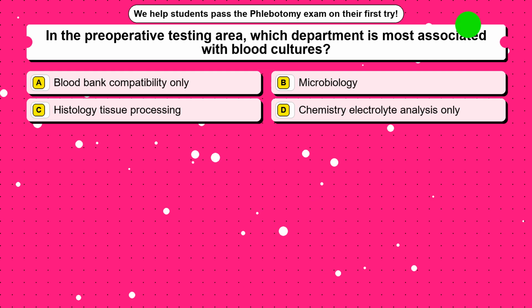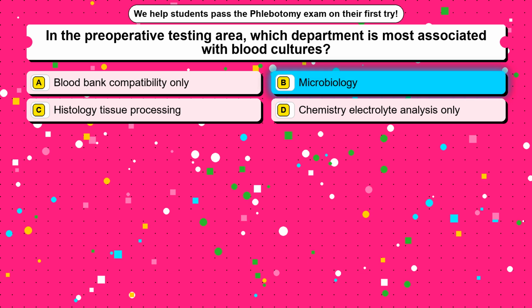Question 64. In the preoperative testing area, which department is most associated with blood cultures? Option A. Blood bank compatibility only. Option B. Microbiology. Option C. Histology tissue processing. Option D. Chemistry electrolyte analysis only. The correct answer is option B. Microbiology.